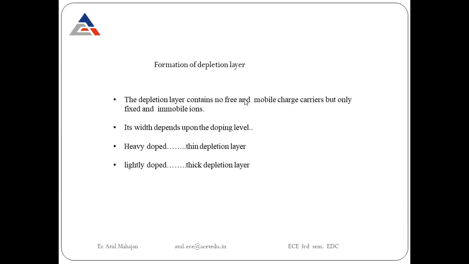Now, on what factors does the width of this depletion layer depend? It depends upon the doping level of the material. What kind of doping are we providing to them? Is it pentavalent impurity added, or trivalent impurity added? That is the kind of impurity. It depends upon the impurities which we are adding to them.